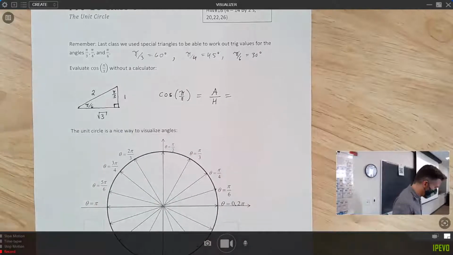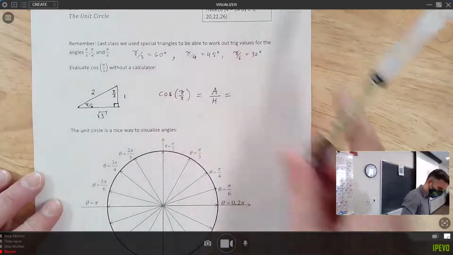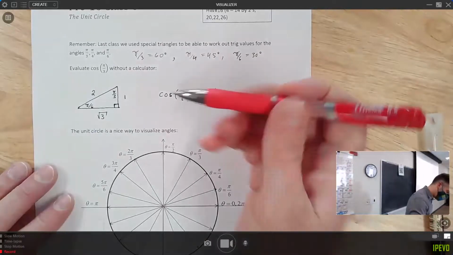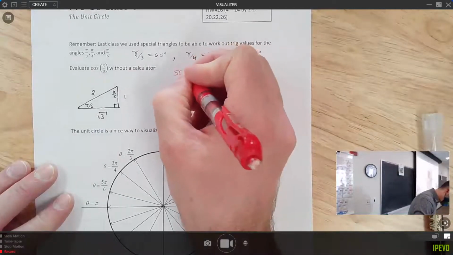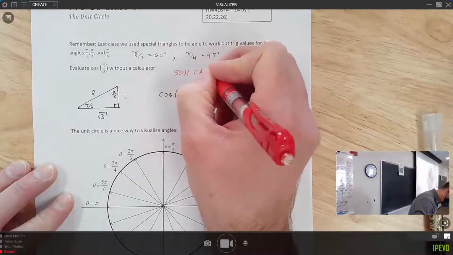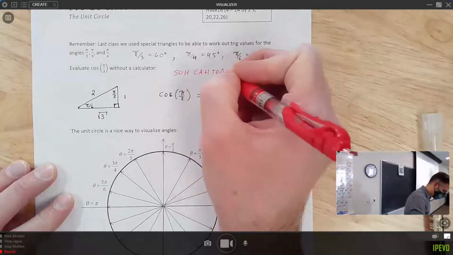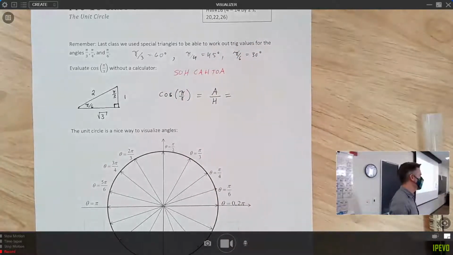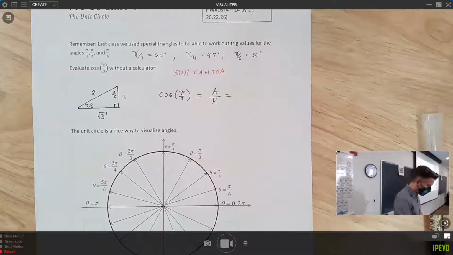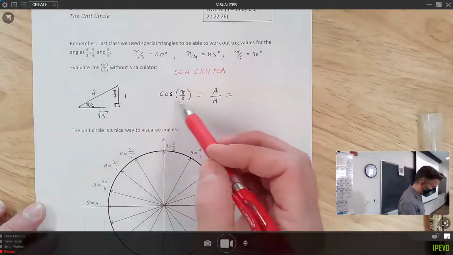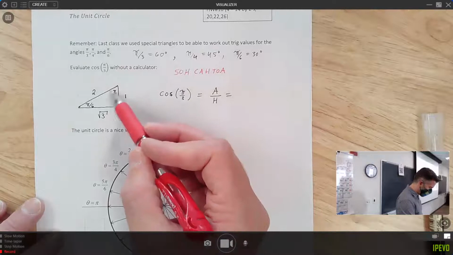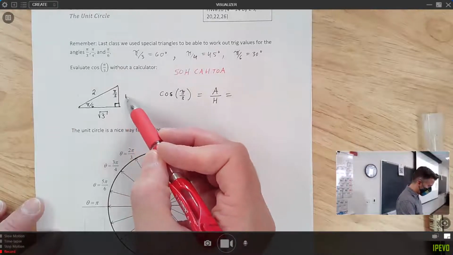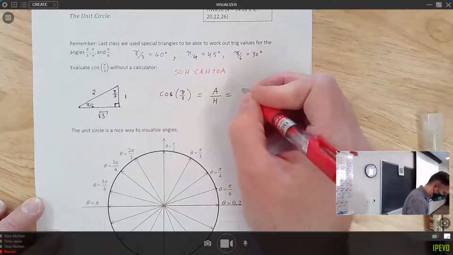If you want to find cosine, well, it's good to remember our acronym, SOHCAHTOA. I remember when someone first said this to me, I'm like, what are you talking about? That sounds like gibberish. And it kind of is, but it's easy enough to remember. So for finding cosine, it's the adjacent over the hypotenuse. So we look at the angle pi over 3. The adjacent is 1, the hypotenuse is 2. So our value is 1/2.